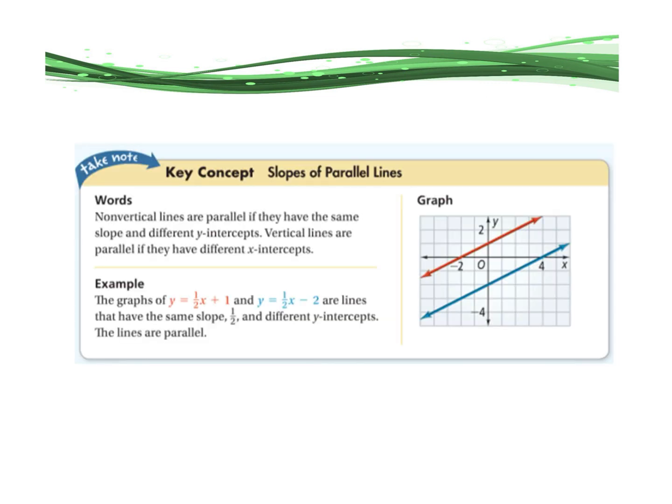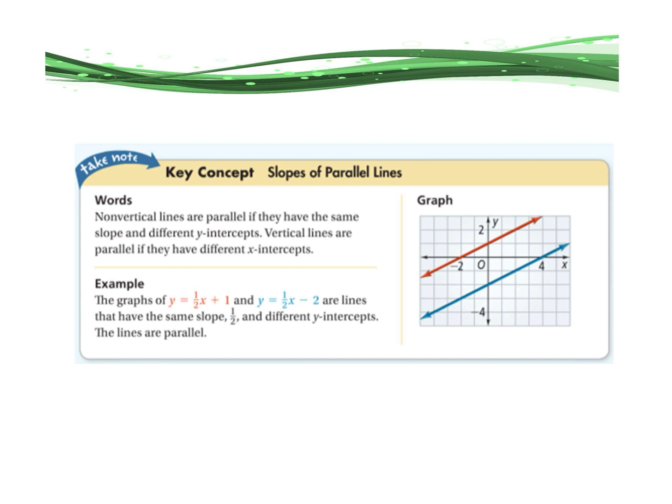So guys, we've been dealing with slope for the past few sections, which is a key concept of parallel lines. So in words, non-vertical lines are parallel if they have the same slope and different y-intercepts. Vertical lines are parallel if they have different x-intercepts. And then, for example, we have this graph, y equals a half x plus 1 and y equals a half x minus 2. Our lines have the same slope, a half, and different y-intercepts, so the lines are parallel.